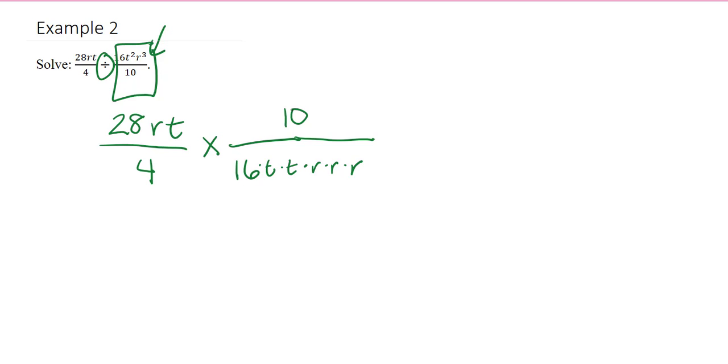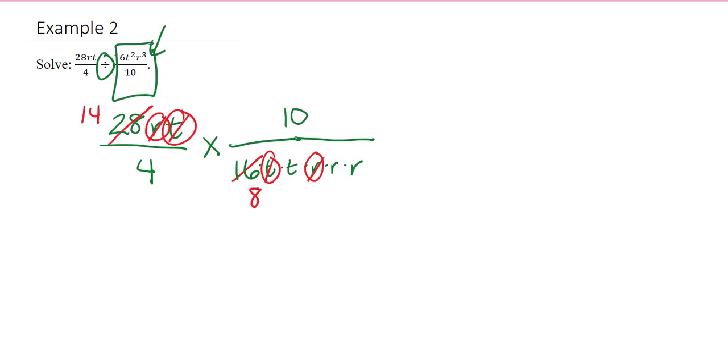Now let's look for things we can cross out. So notice we have an r here and an r here. Let's cross those out. We have a t here and a t here. Let's cross those out. Now let's look at the numbers. So notice we have 28 and we have 16. Well, these are both even. So let's just divide by 2. So this is 14 now, and now this is 8.